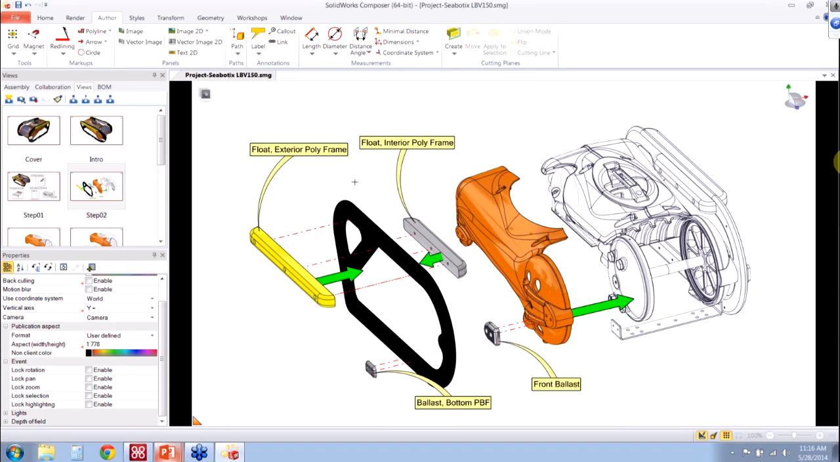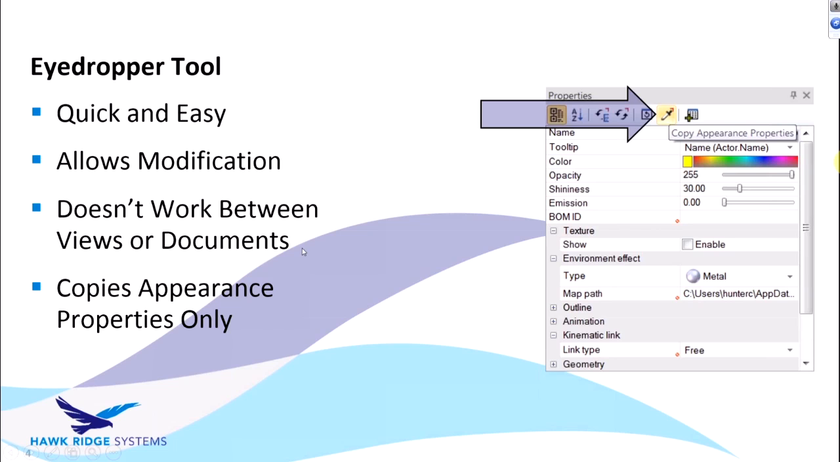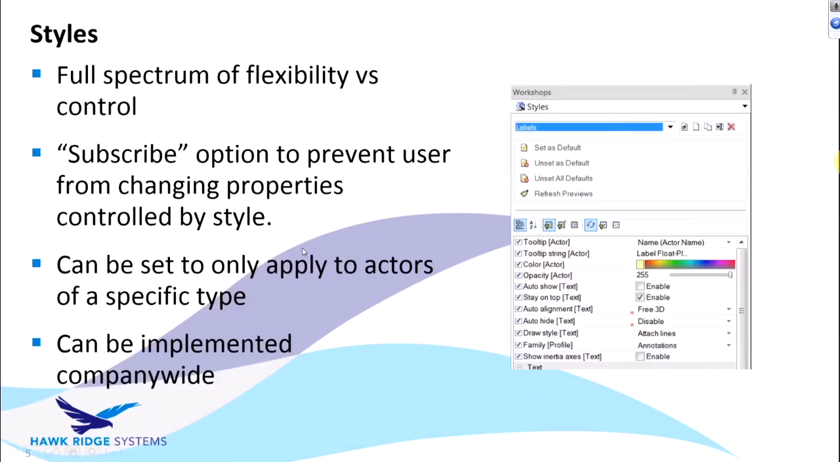So now we want to actually copy some properties between views. So that's a good point to talk about styles. Styles is a workshop, and the way it works is, notice all of these properties here. This looks a whole lot like my properties dialog, normally on the left-hand side of the screen, but instead the workshops will normally be on the right-hand side of the screen, and it's going to mirror those same properties we see in the properties tab. The way it works is I check on any properties that I want the style to control.